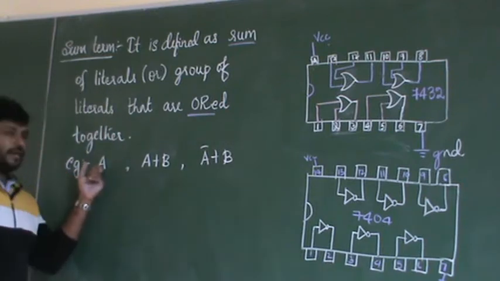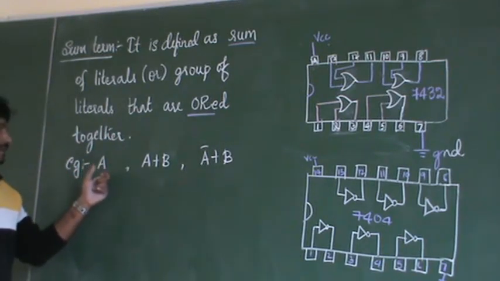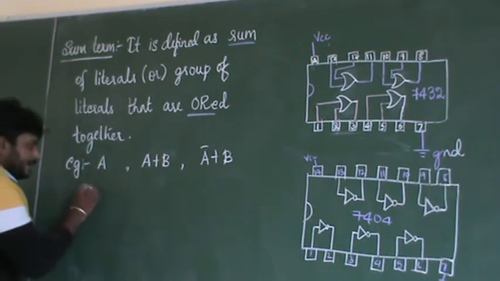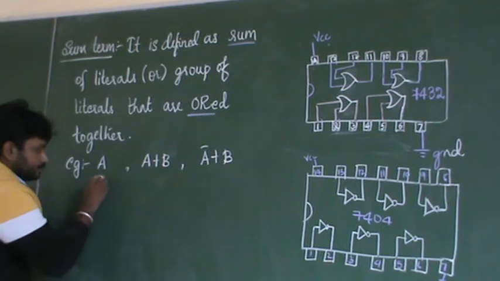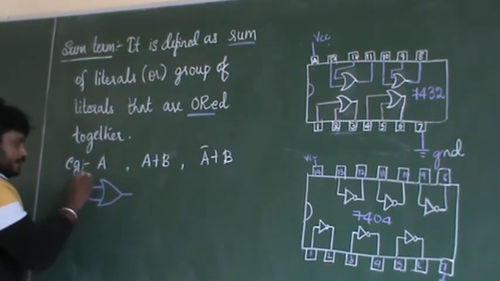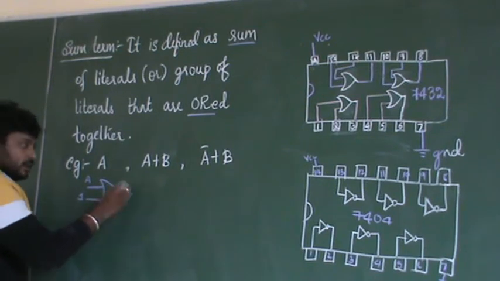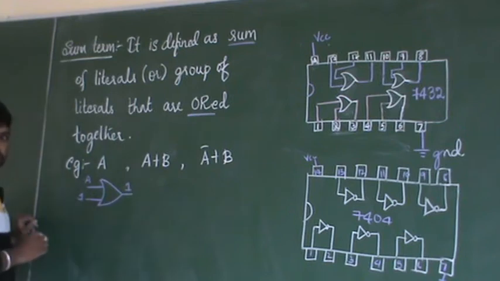Now how can I write this A by making use of a sum term? Let me write it with an OR gate. So A, and let me write 1 here. So what will you get here? Obviously you will get 1 only.